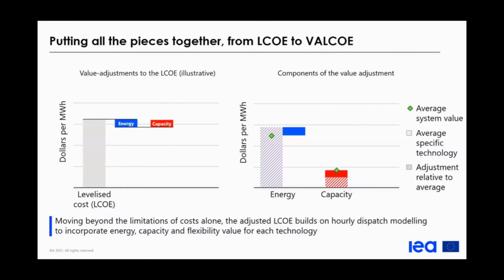And now the flexibility value. Again, not a very high value compared to average. Less competitive, we adjust by increasing the cost side of things. So we take all these three value adjustments, we apply them to the LCOE, which leads to the value adjusted LCOE, the VALCO.